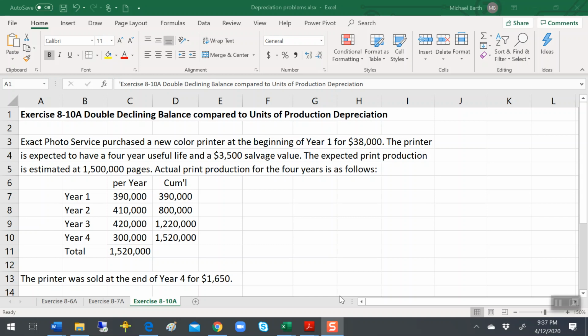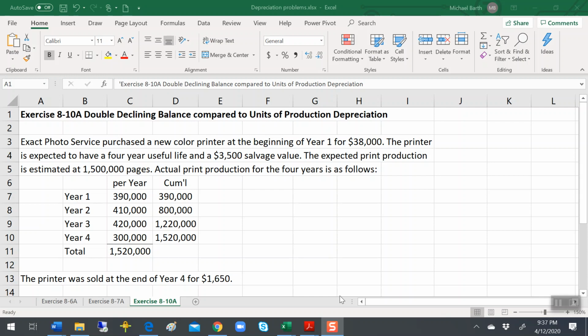All right, this is exercise 8-10A, and I'm going to go a little beyond what the book does, but to demonstrate the different methods of applying these different depreciation allocation systems. The double declining balance system takes a lot of depreciation up front, so it's an accelerated depreciation system.